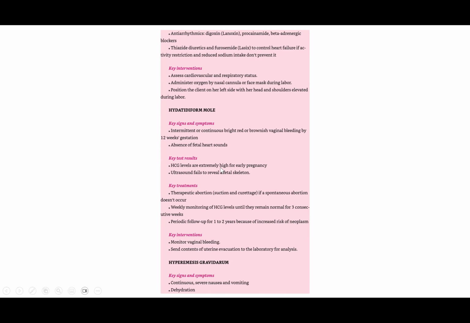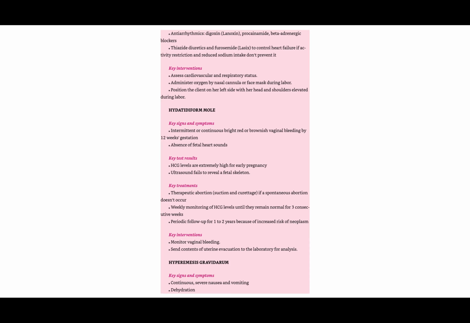Something else that you may have remembered from your maternal child nursing class is hydatidiform molar pregnancy. Sometimes you'll see it written as a mole. That is an intermittent or continuous bright red or brownish vaginal bleeding around 12 weeks gestation. There is no fetal heart rate because this is not a baby. Our HCG levels will rise extremely high early in the pregnancy, and an ultrasound will fail to reveal a fetus. And that's usually how we can tell that this is a molar pregnancy.